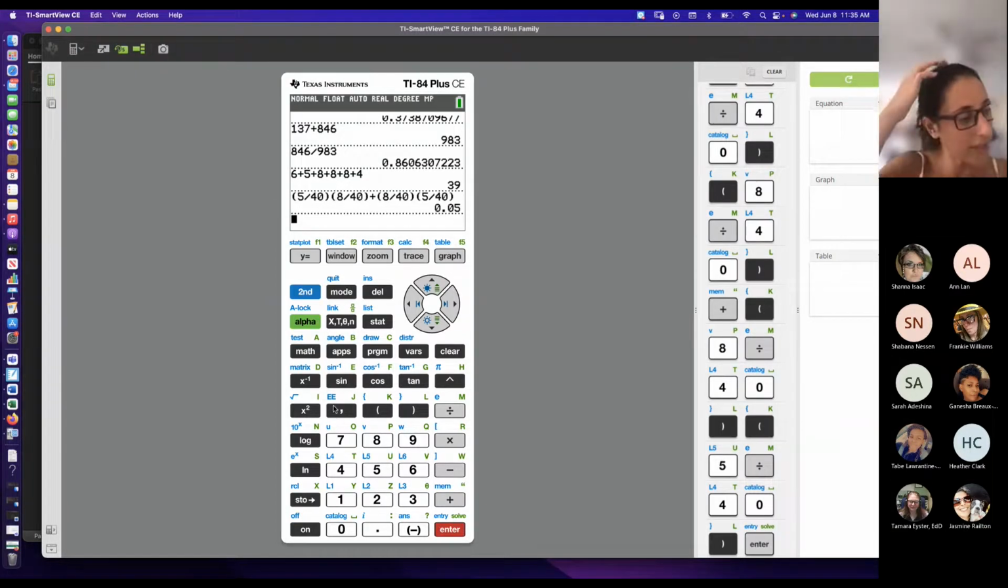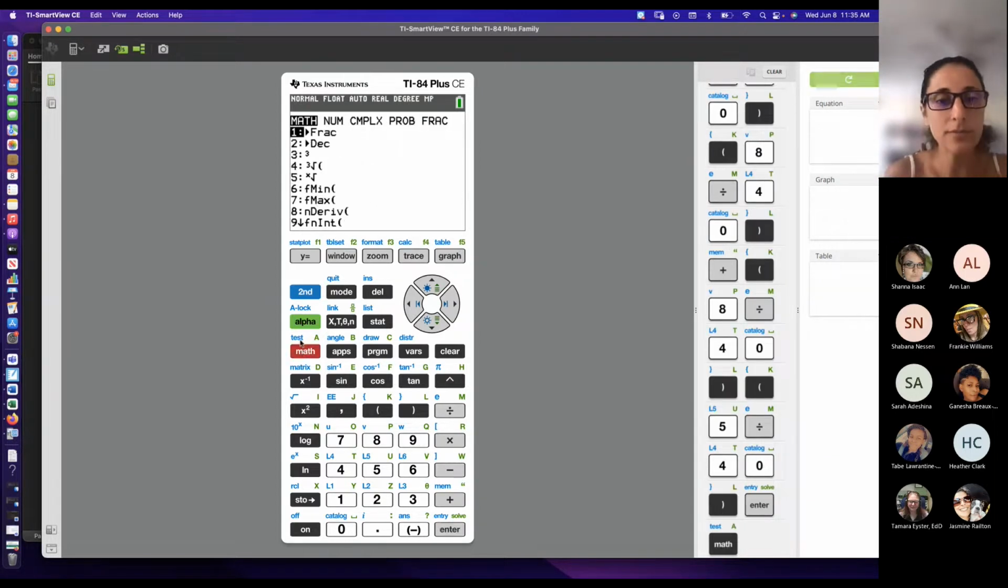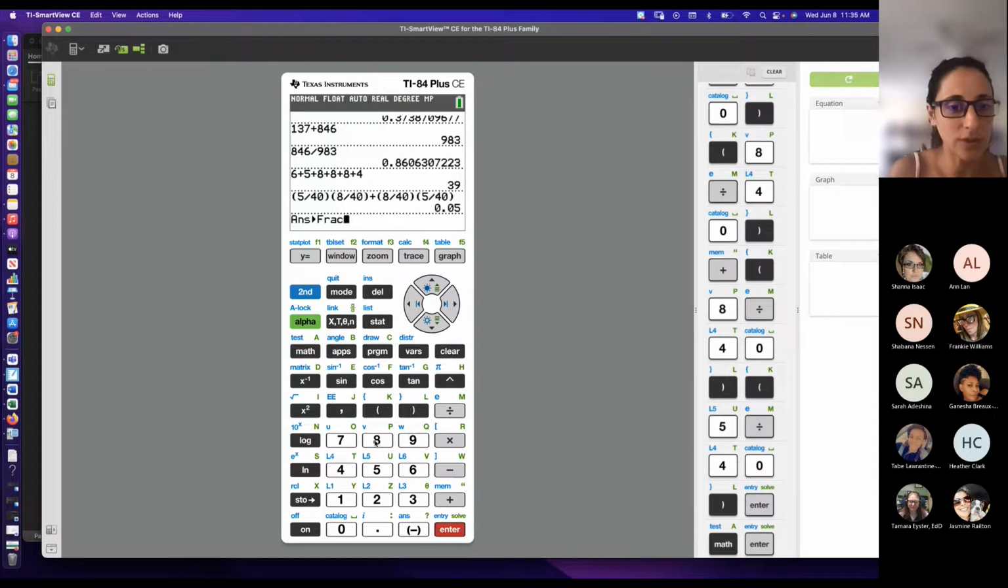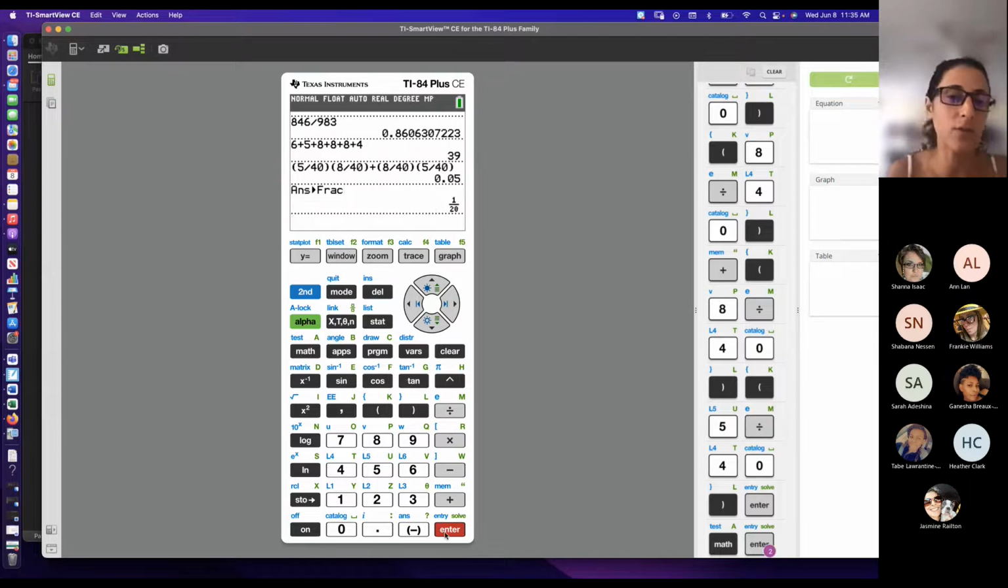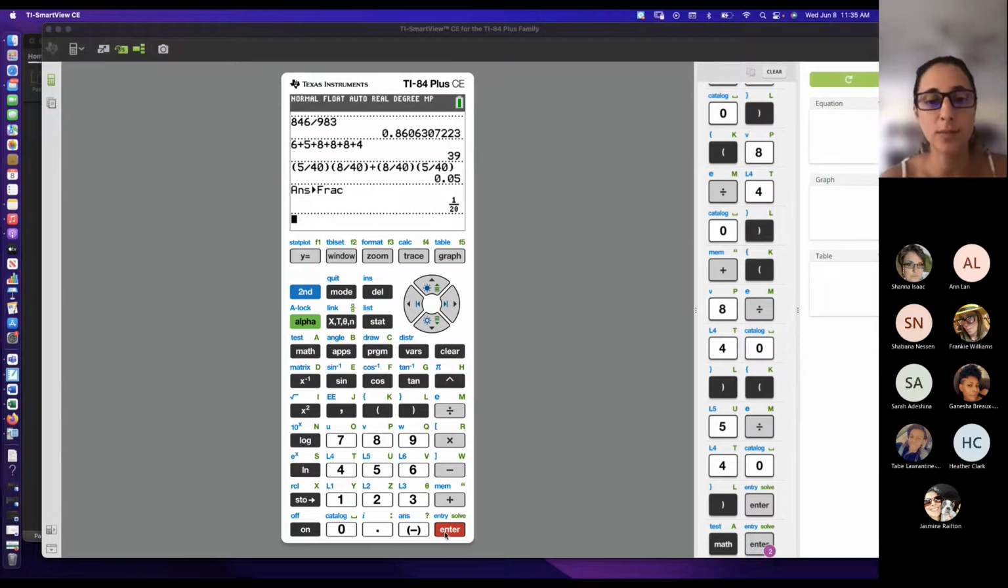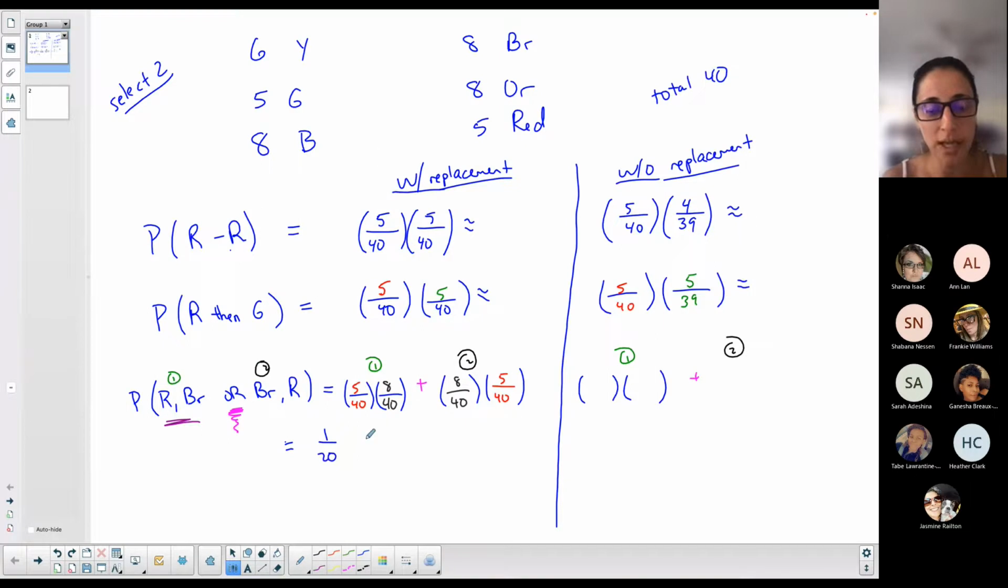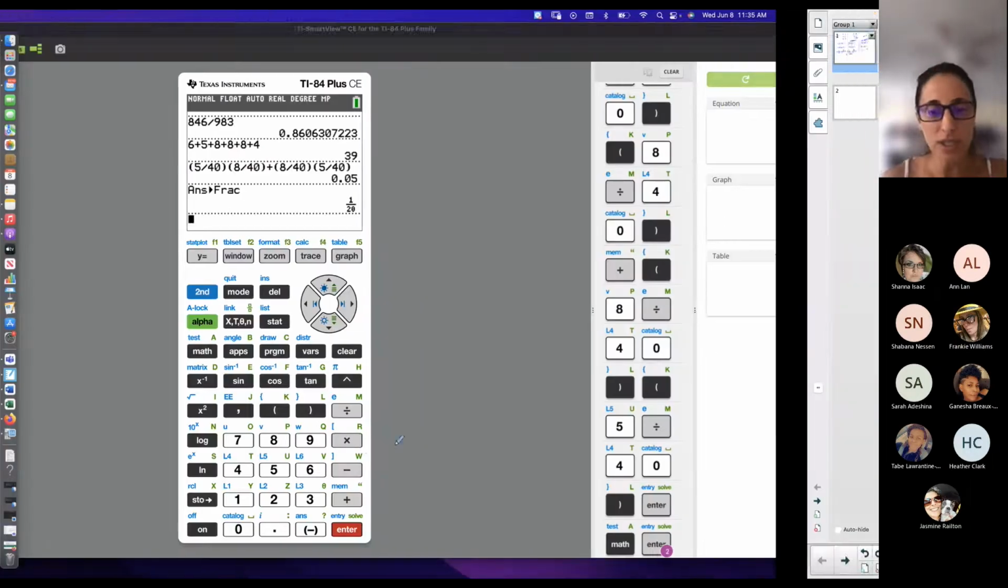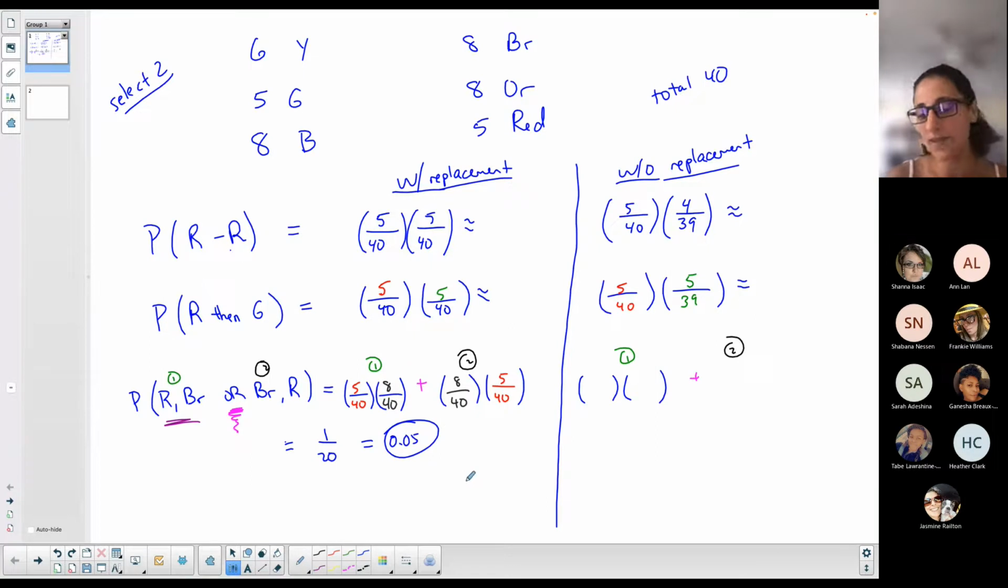0.05. If I want to convert that into a simplified fraction, the TI-84 does stuff like that for me, so I can go math, and then number 1 is arrow frac, and press enter. It's going to take the last answer, convert it to a fraction, and simplify it for me: 1 out of 20. So the simplified fraction here is 1 out of 20. If I want it in decimal form, it's exactly 0.05, which is highly unlikely, a 5% chance of that happening.